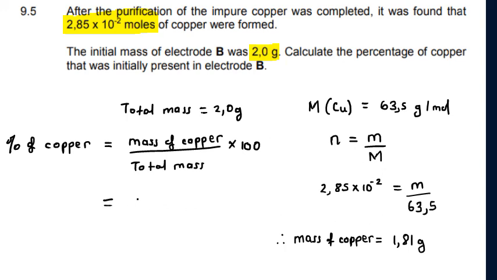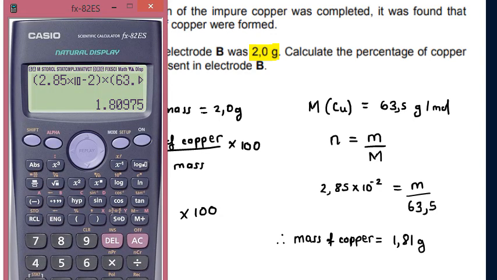We take that and substitute it here: 1.81 divided by the total mass of 2.0, times that by 100. On the calculator itself, we can still use the complete answer just to keep accuracy. So we take this answer and divide it by 2.0, and then times that by 100 to get the percentage.